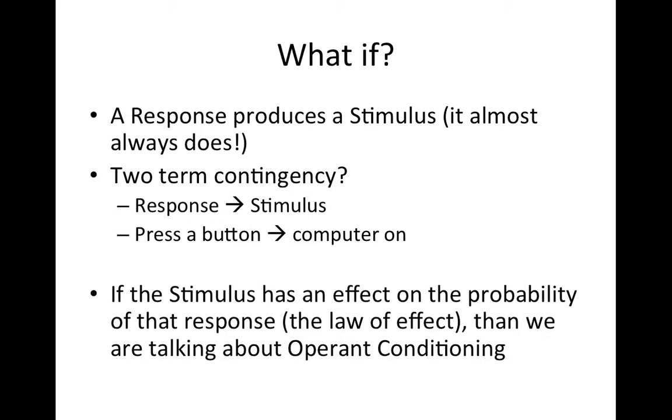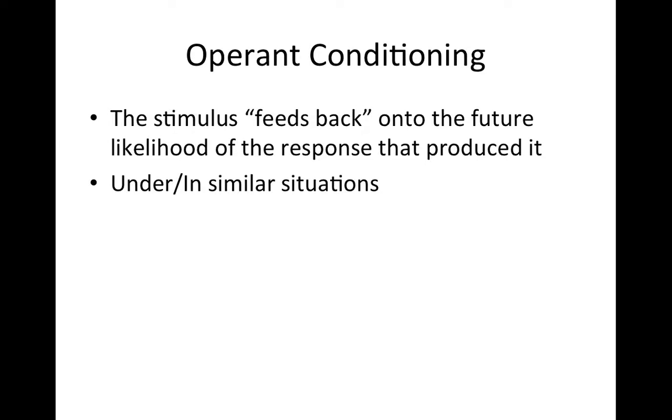If you press a button, your computer comes on. That's your response producing some environmental change or some stimulus. Now, if the stimulus, in this case, has an effect on the probability of that response in the future, the law of effect here is what we're talking about. Then we're talking about operant conditioning. We call it the law of effect because the stimulus has an effect on the response. Operant conditioning is when the stimulus, or what is produced, or the consequence that is produced by a response, feeds back onto the future likelihood of that response that produced it under or in similar conditions.